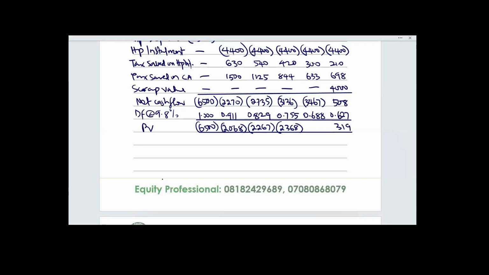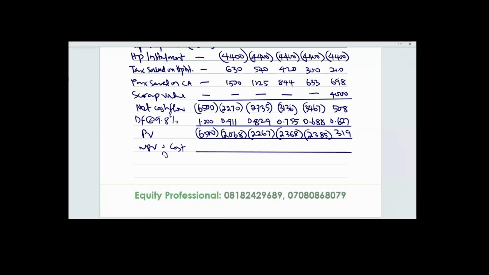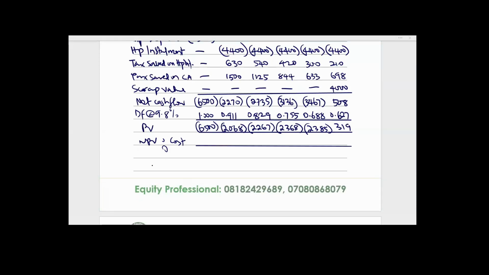Year 4. 2385. So you add up and then final answer, you less 319. That will give us the NPV of cost. 65 plus 2068 plus 15269. 15269 negative. All right. That's the PV of cost under hire purchase.